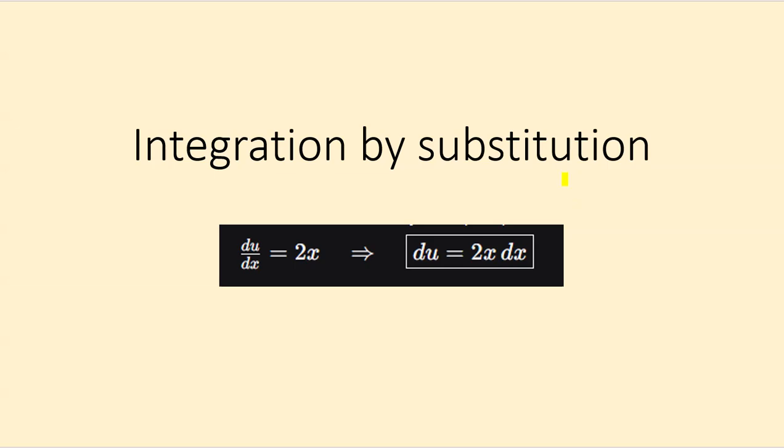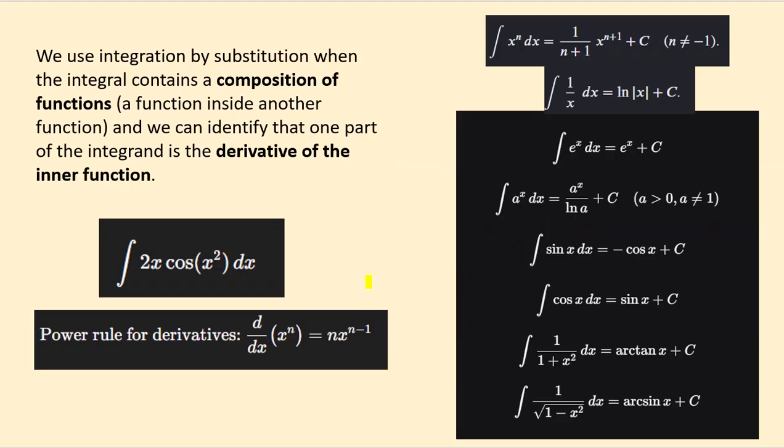Hello everyone. Today we will learn integration by substitution, another method which is the next step after learning the formulas. In our previous lessons we learned integration by basic formulas, but sometimes it's not enough and you cannot directly apply these formulas. So we use integration by substitution when the integral contains a composition of functions.